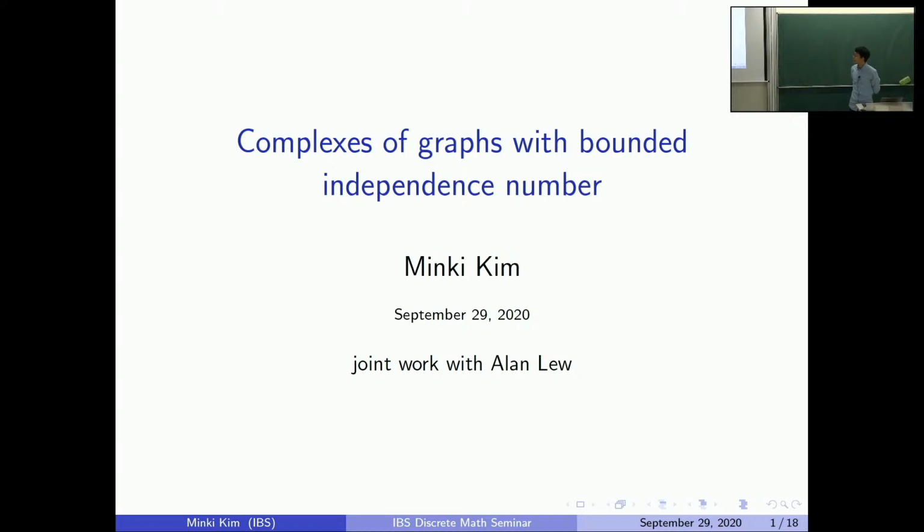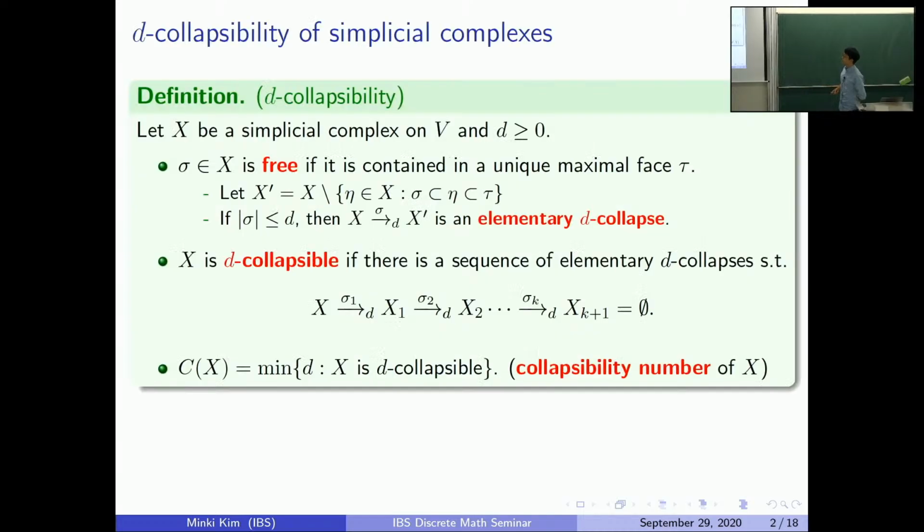Thank you. Because Gina gave a talk about the collapsibility number of complexes last week, I will continue to introduce new results about the collapsibility number of certain simplicial complexes. So let me remind you the definition of d-collapsibility.